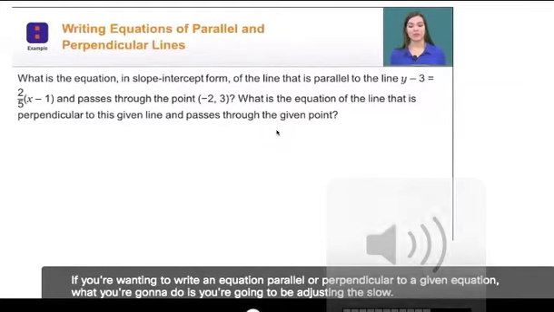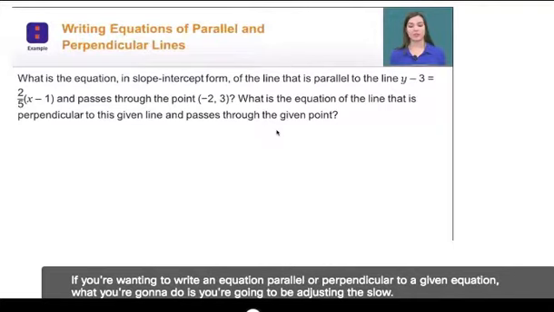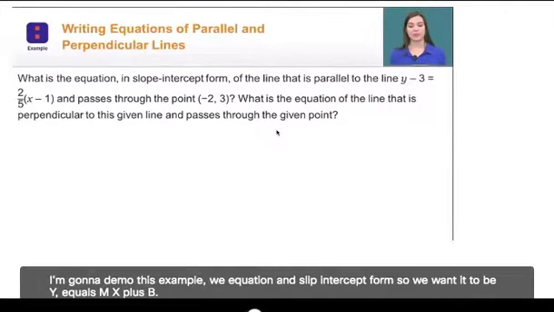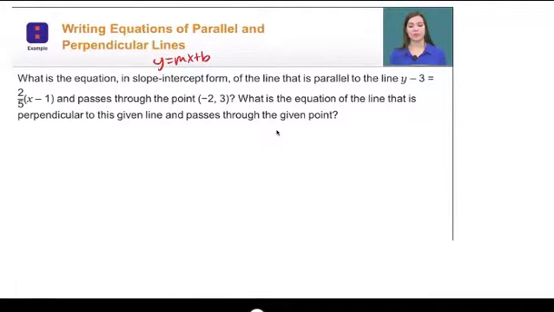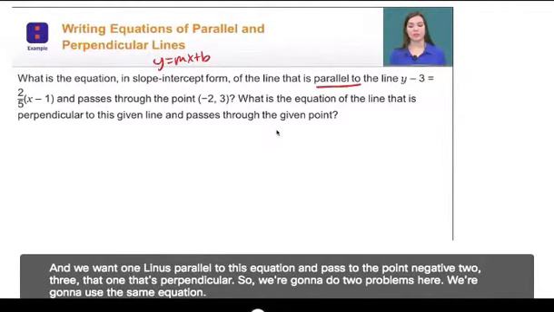To write an equation perpendicular to a given equation, you're going to be adjusting the slope. I'm going to demo this example. We have an equation in slope-intercept form, so we want it to be y equals mx plus b, and we want one line that's parallel to this equation and passes through the point negative 2, 3, and we want one that's perpendicular. So we're going to do two problems here.